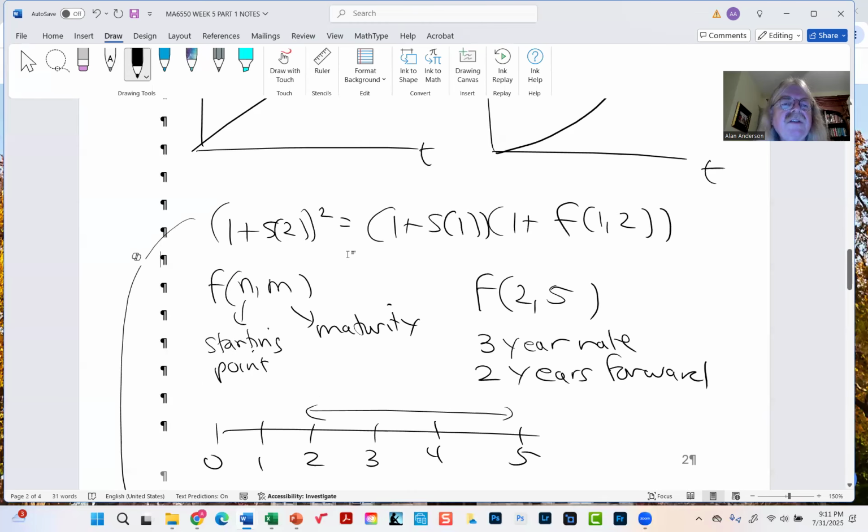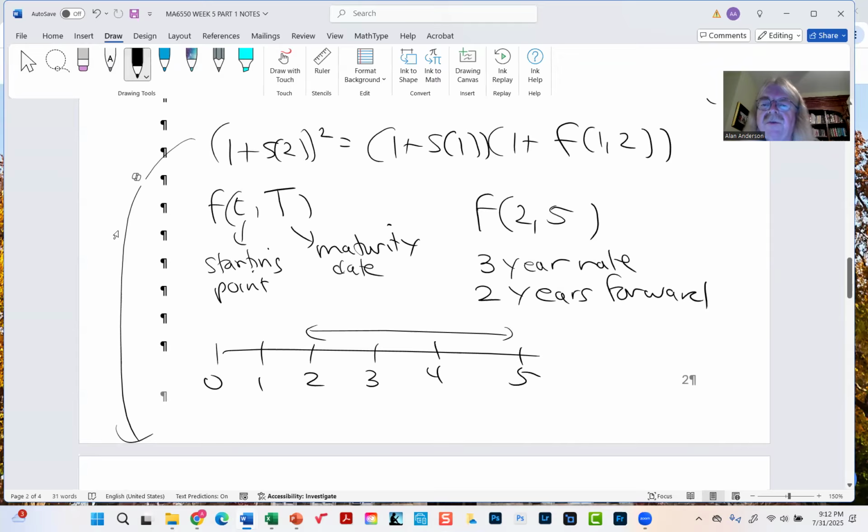So he's using lowercase t to indicate the starting point of this rate and the capital T to represent the maturity date. And then the difference between them is the actual length of time over which the forward rate applies. So in this case, it would be 3.